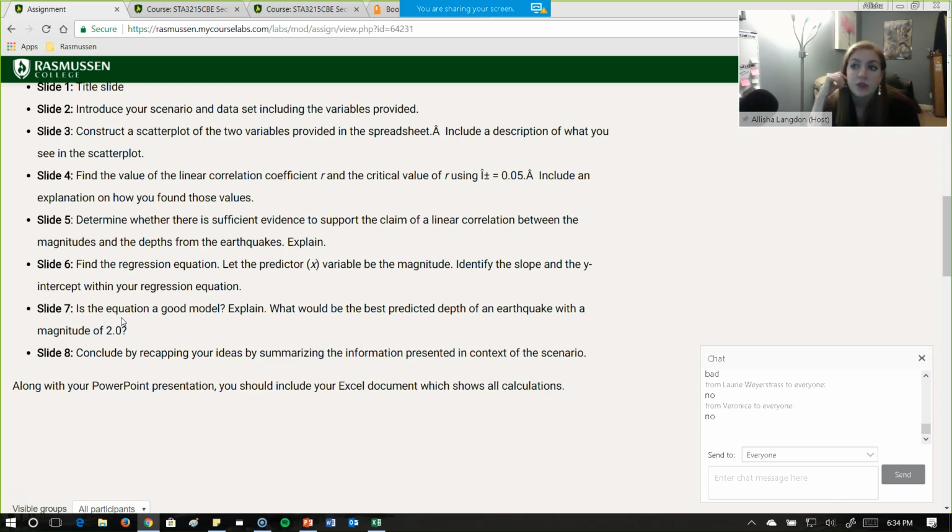So when they're asking you to predict things, do we use the regression equation or do we use Y bar? How do you know? That's the question they're asking. And then slide 8, conclude by recapping your ideas by summarizing the information presented in context of the scenario. So something a little fun, a little different, just do a PowerPoint instead of the regular. Deliverable 7 will be a PowerPoint as well.